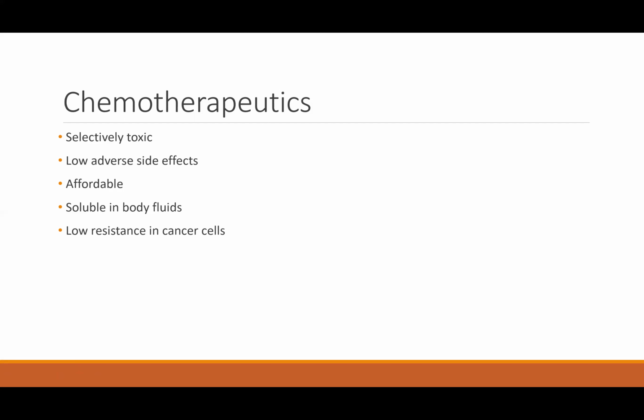You want low resistance in cancer cells, meaning that because cancer cells divide so rapidly, they're always adapting. And so sometimes as you continually use a chemotherapeutic, the cancer cells adapt and become resistant. So ideally you want low resistance in a chemotherapeutic. And because cancers are always adapting, there is always a need for new chemotherapeutics.